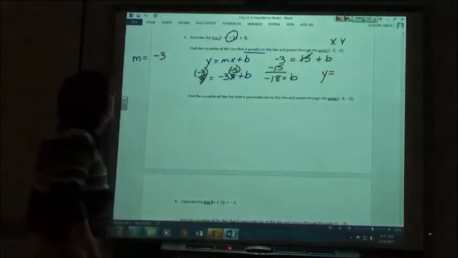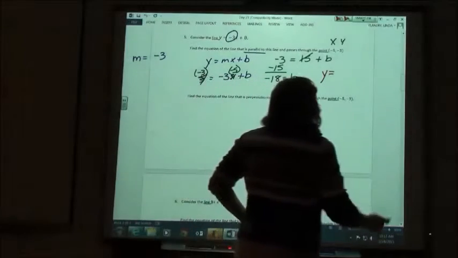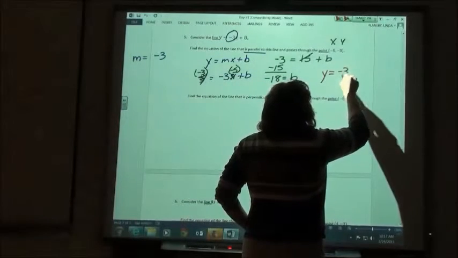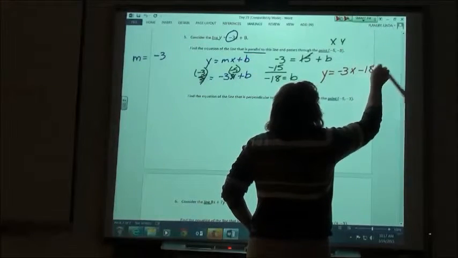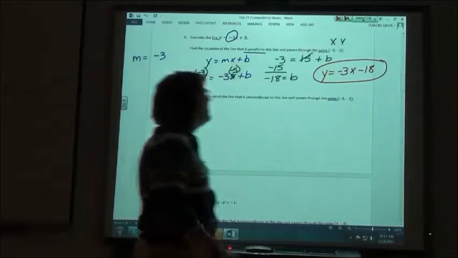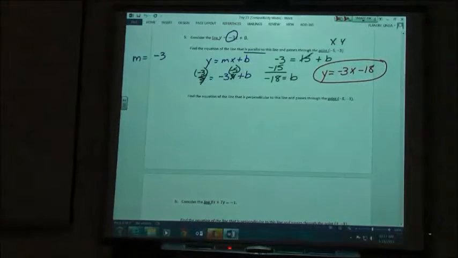Y equals -3x minus 18. There you go. Y equals -3x minus 18.